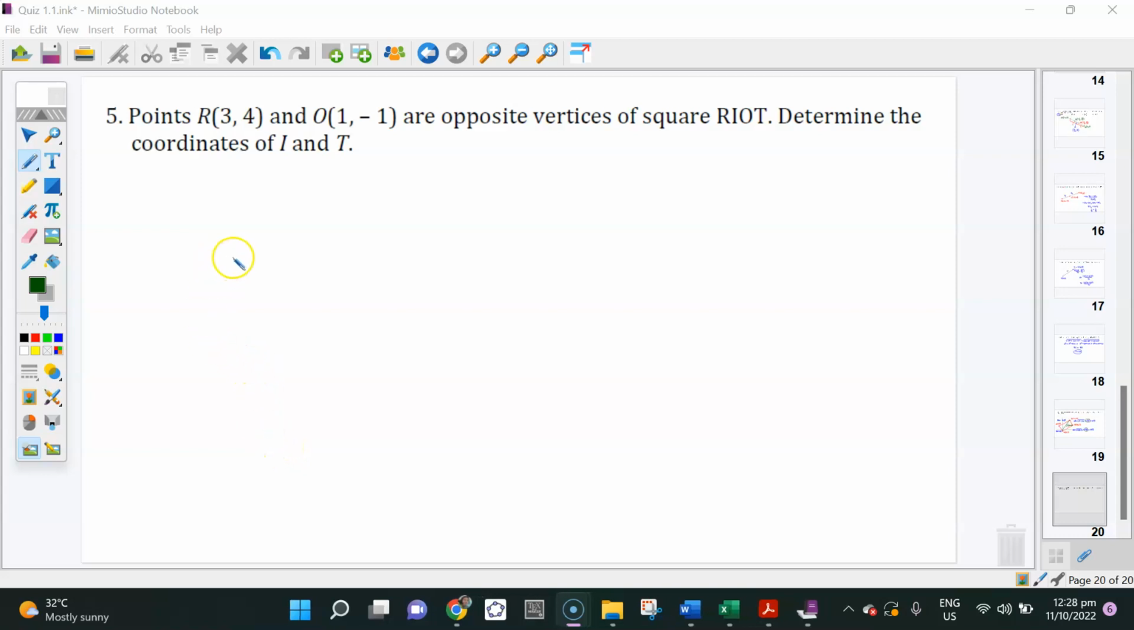Points R with coordinates (3, 4) and O with coordinates (1, -1) are opposite vertices of square RIOT. Determine the coordinates of I and T. Okay, so the first thing to do is, of course, we have to plot it.